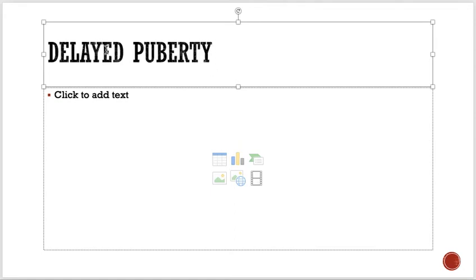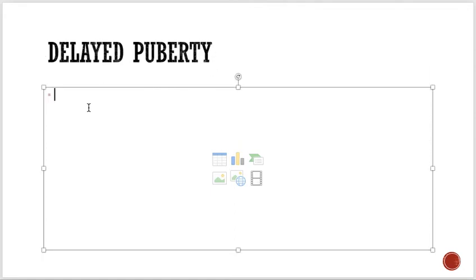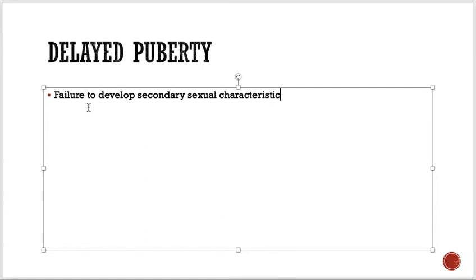Now, delayed puberty can simply be defined as failure to develop secondary sexual characteristics. For males, it is lack of testicular enlargement by 14 years of age.